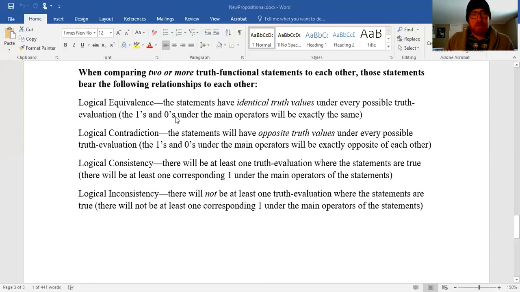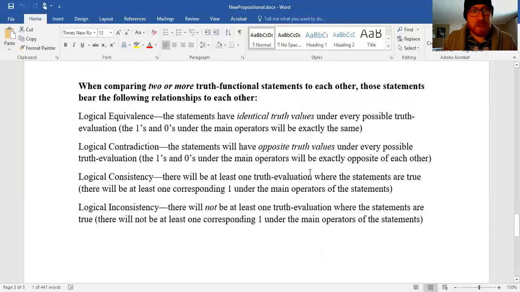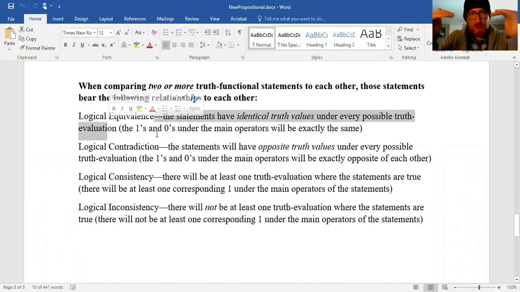Okay, now, you can have formulas that fall into more than one category here. If you've got two logically necessary statements, meaning that they're true under every evaluation, then not only are all necessary statements logically equivalent to each other, but they're also logically consistent with each other. So if two statements are logically necessary, that means that they're both logically equivalent to each other, and they're also both logically consistent with each other.